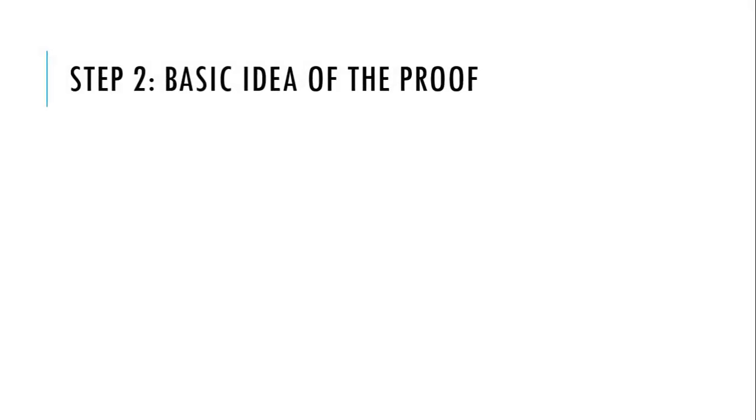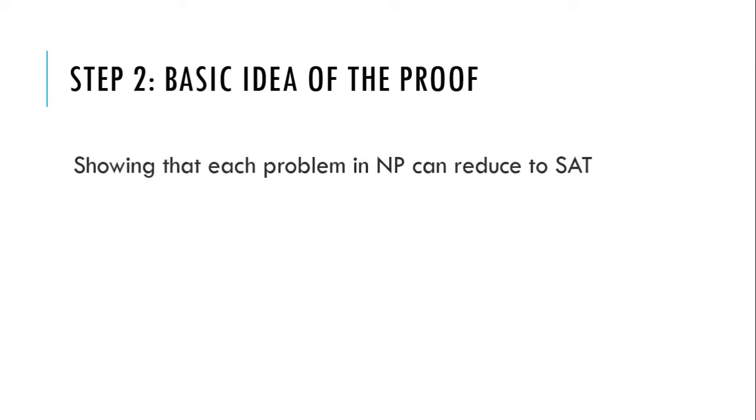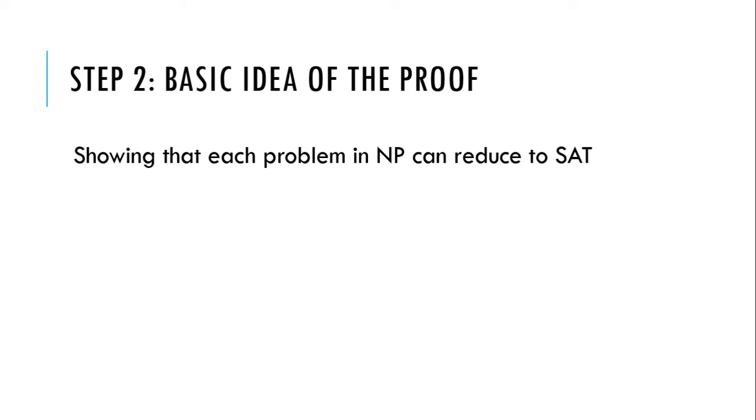In the second step, we intend on giving you a very basic idea of the proof. As soon as we prove this is in NP, how do we come up with this new category called NP complete? Well, in order to do that, we have to show that all the other NP problems in the NP category can be reduced to satisfiability.